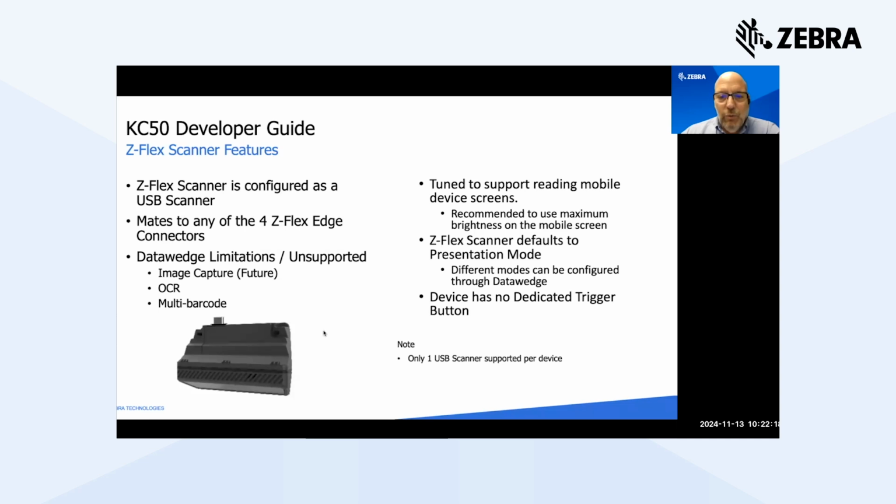So there's no physical trigger button on the device, just because of the nature of the device. It's really meant to detect when there is something in range to scan, then it will turn on and scan it. So just be aware of that. That is the default state. Now you can change that state through data wipe settings. That's not a problem. But like I said, if you reset the device, it will automatically default to presentation mode.